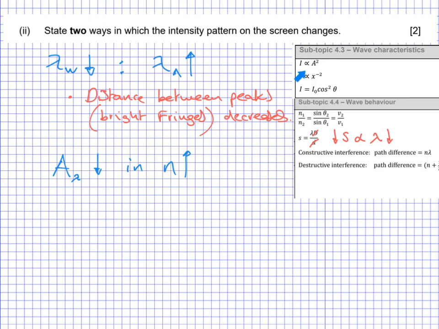And the other bit of information on our data sheet here is that there's a relationship between the amplitude of a wave and the intensity. And so the amplitude squared is equal to the energy or the intensity of a wave. And so if the amplitude decreases, what's going to happen to the intensity or the brightness? It's also going to decrease. So we would say the amplitude is going to decrease. Therefore, the brightness, we'll call it the intensity of the bright fringes, decreases.